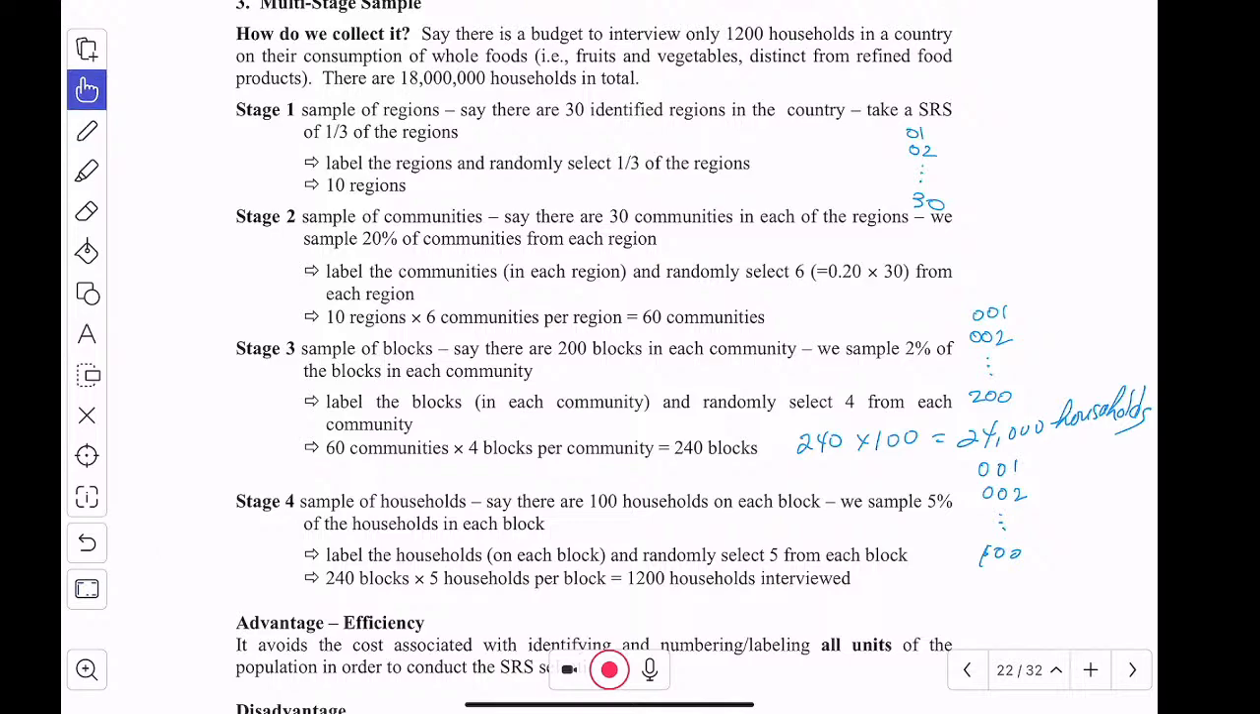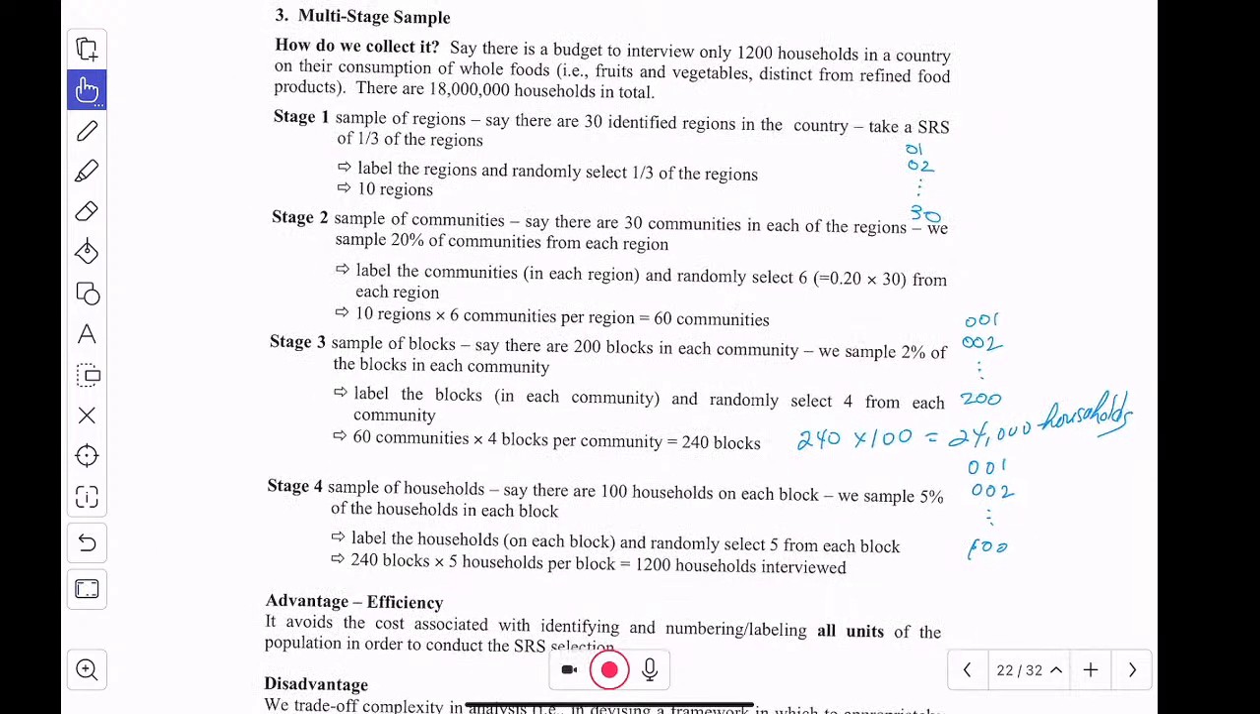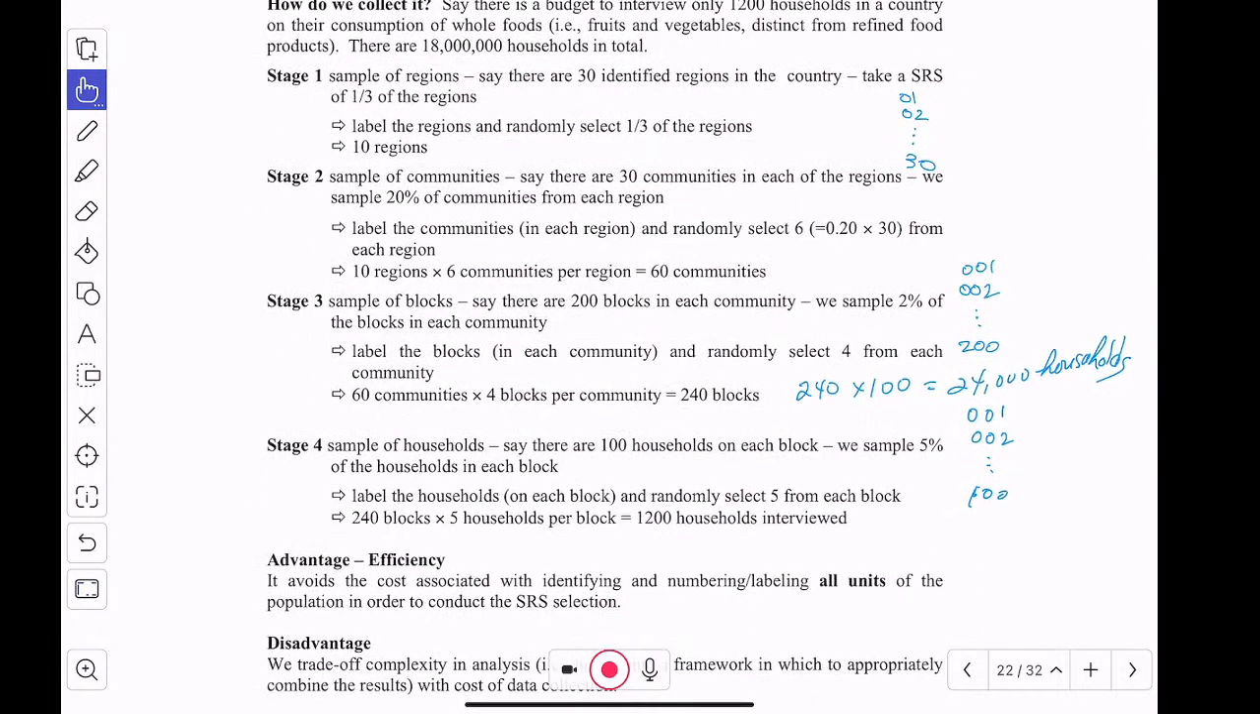So this is a great option. It's very efficient. We don't have to waste a lot of money and resources trying to identify all the subjects for contact and labeling purposes.